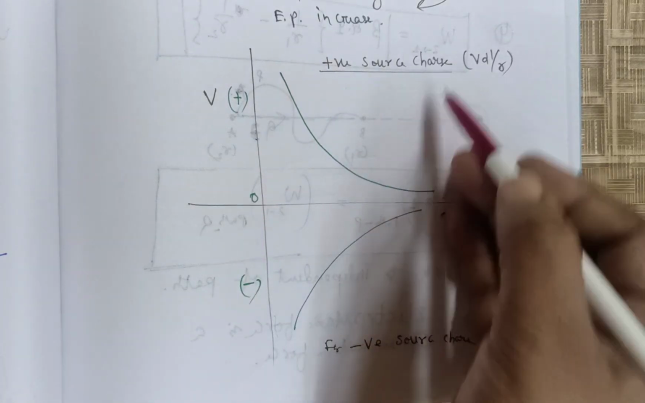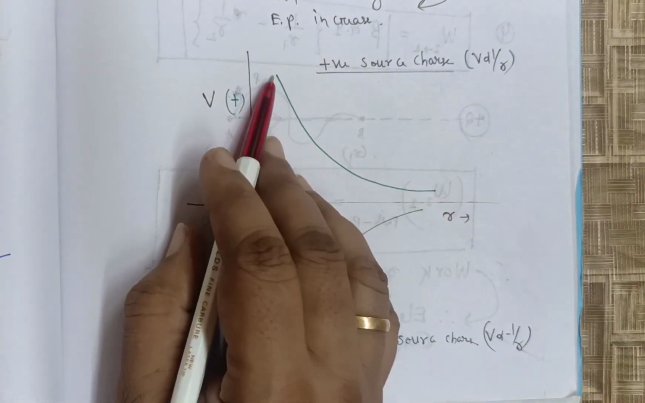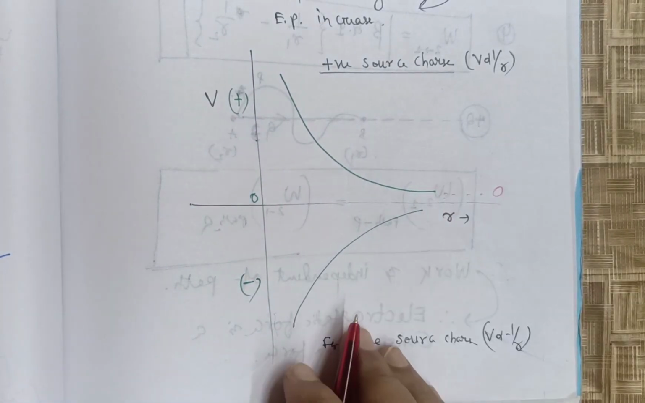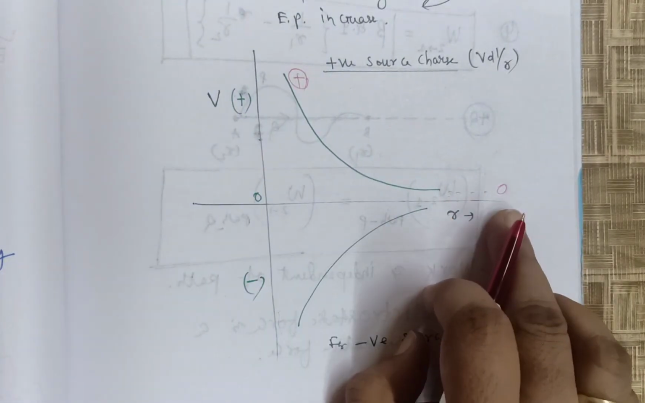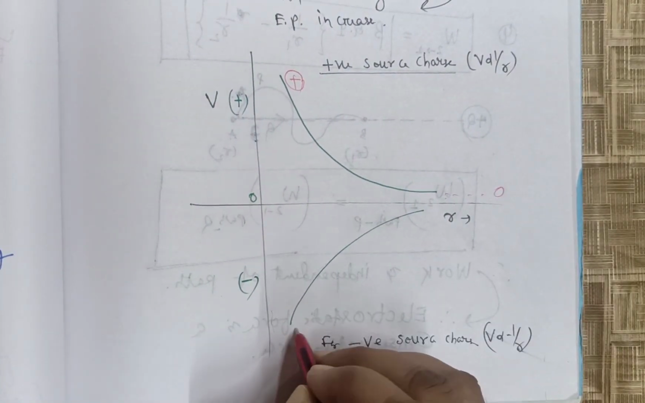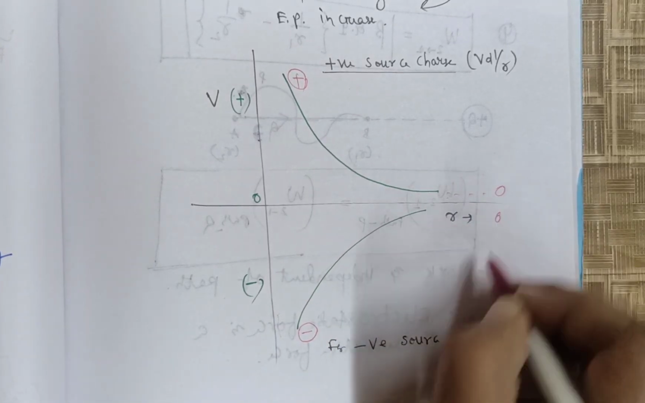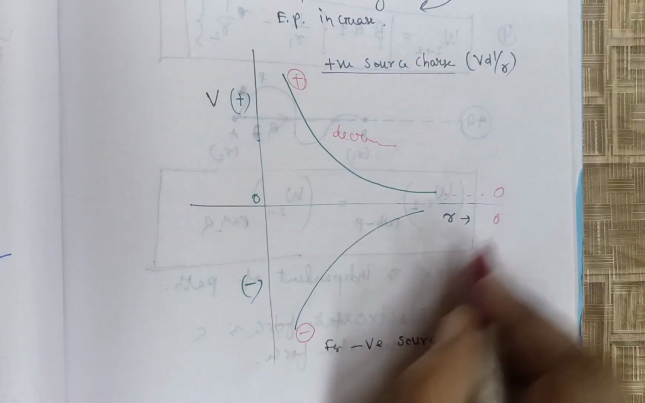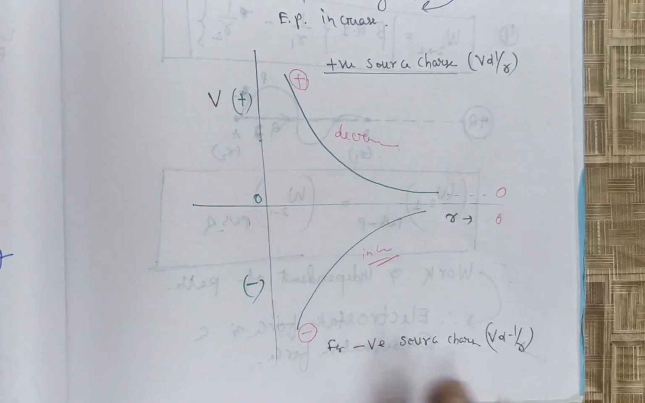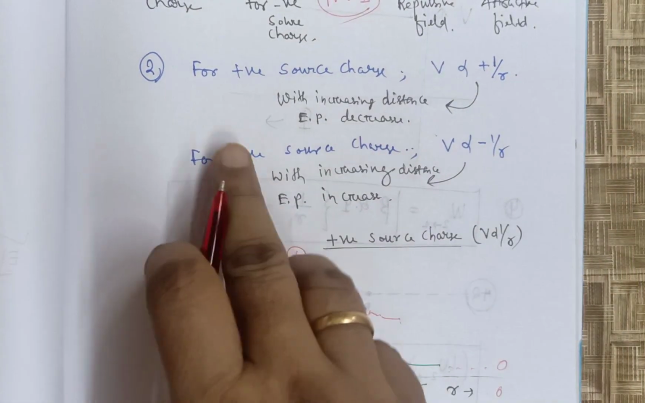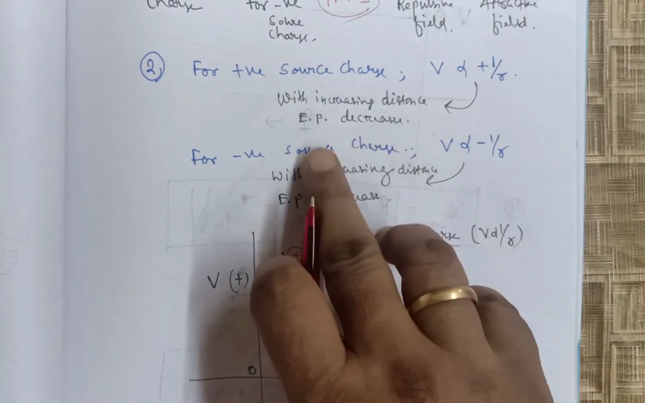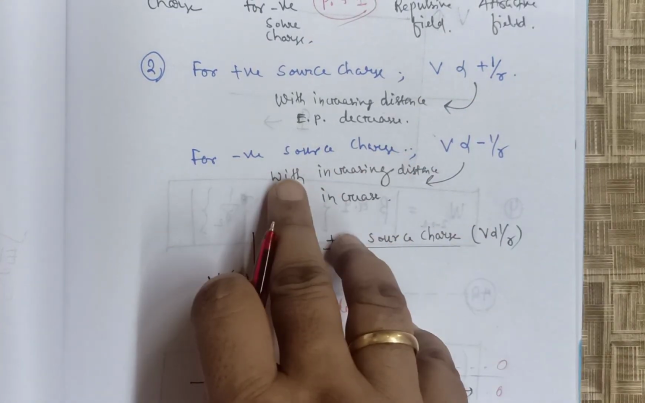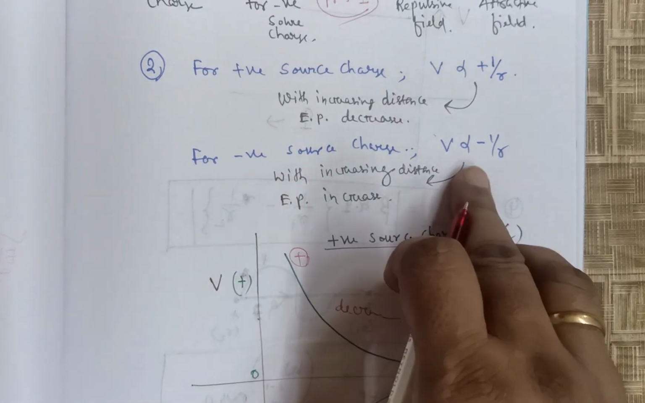Now in the case of a positive source charge, with increasing distance the value decreases from a positive value to 0. At infinite distance it will finally be 0. A positive value changes to 0. But in the case of a negative source charge, a finite negative value tends to 0. Positive to 0 means it decreases. Negative to 0 means it increases. So remember, for a positive source charge with increasing distance, the electric potential decreases, the usual behavior. But for a negative source charge with increasing distance, the electric potential increases.